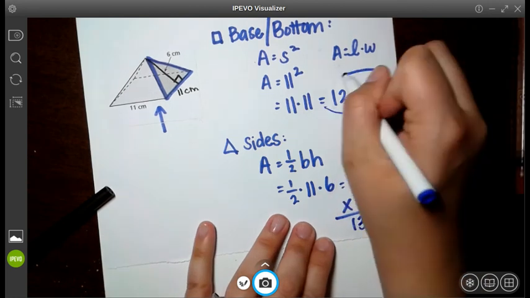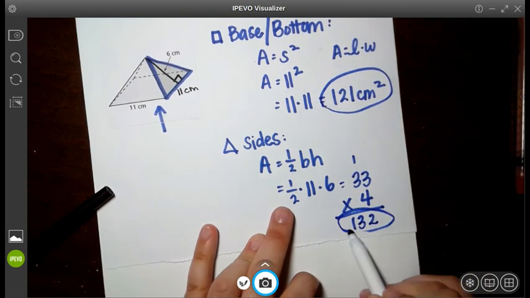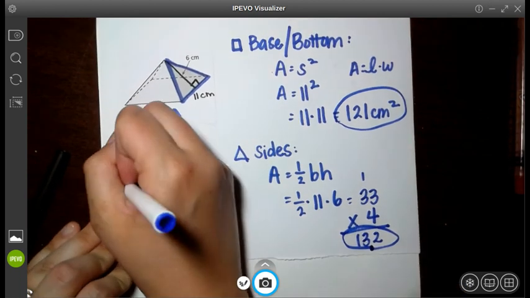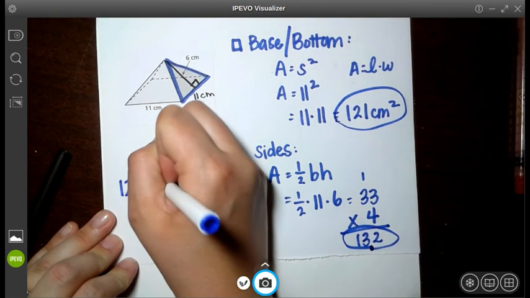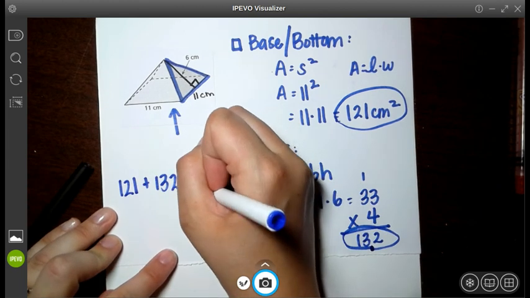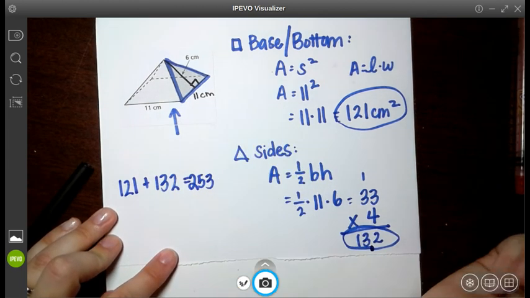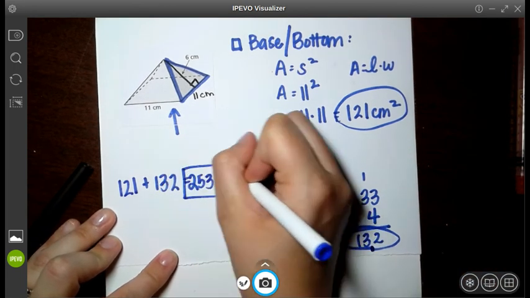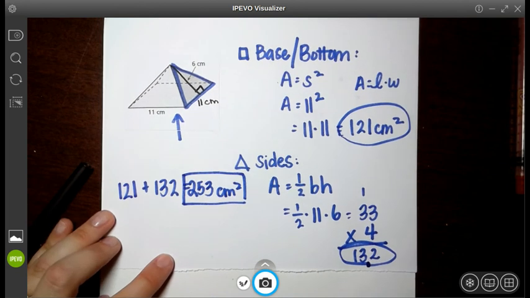So now that I have the area of the base and the area of all the sides, I just need to add them together. So 121 plus 132 equals 253 centimeters squared. And that is the surface area of this square pyramid.